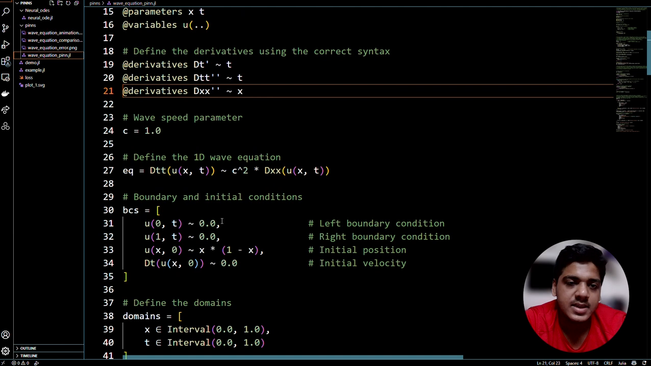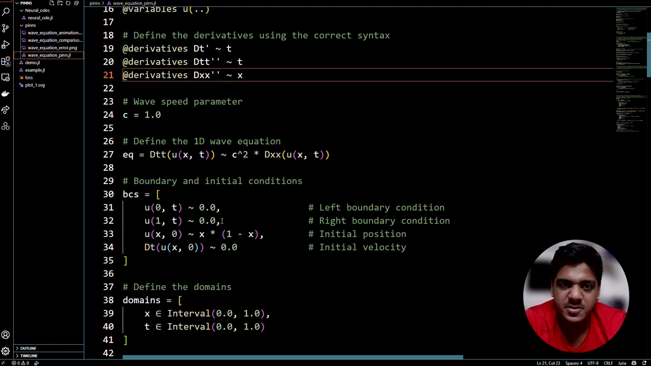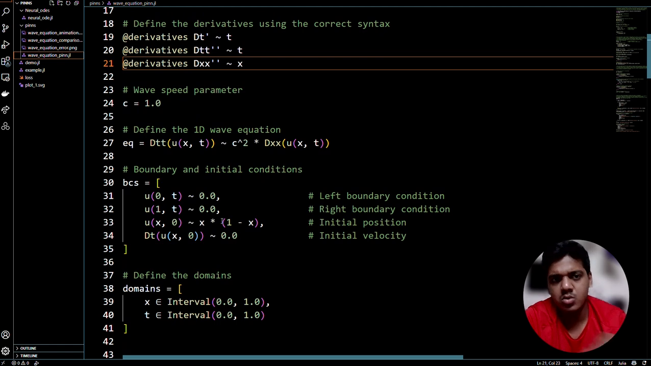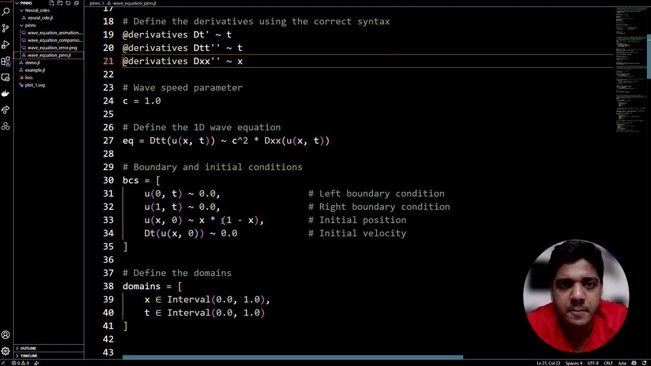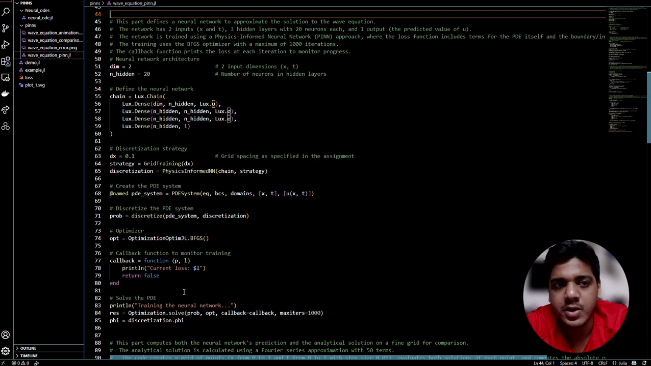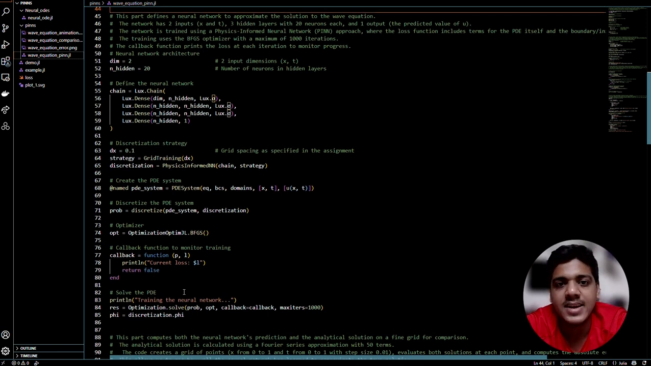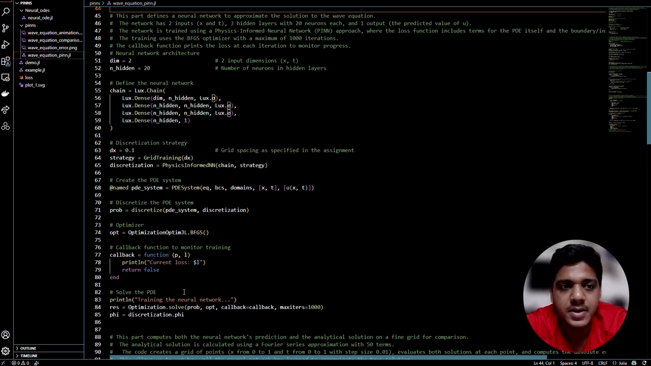Okay, the essential defining the physics of the problem using symbolic mathematics. This part of the code defines the neural network to approximate the solution to the wave equation. The network has two inputs, x and t, three hidden layers with 20 neurons each, and one output, the predicted value of u.